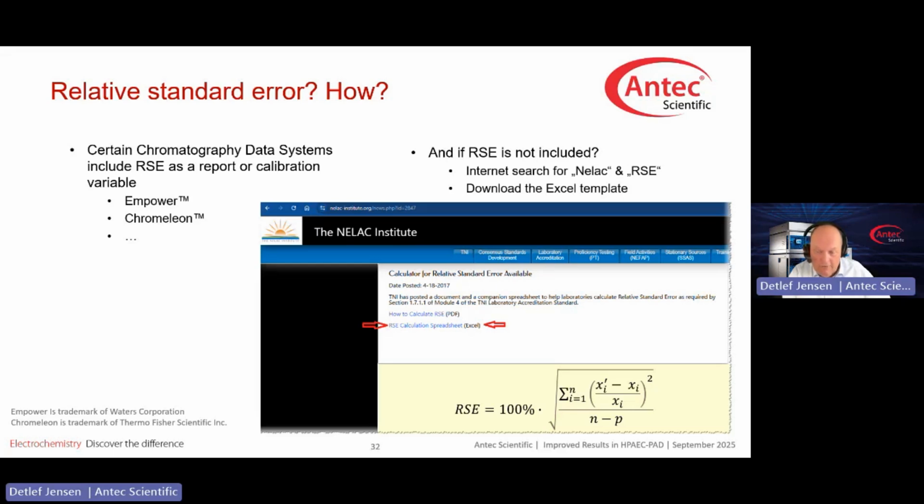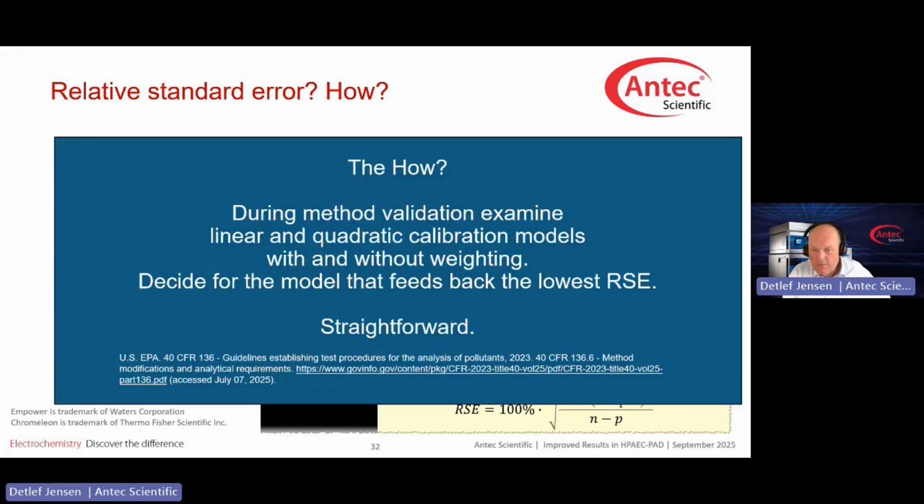So now you have the RSE, but what do you do next? What are the next steps? Well, the process is pretty simple. It is simpler than I initially thought, and it works every single time. During the method validation, you apply different calibration models, linear, quadratic, with or without weighting.